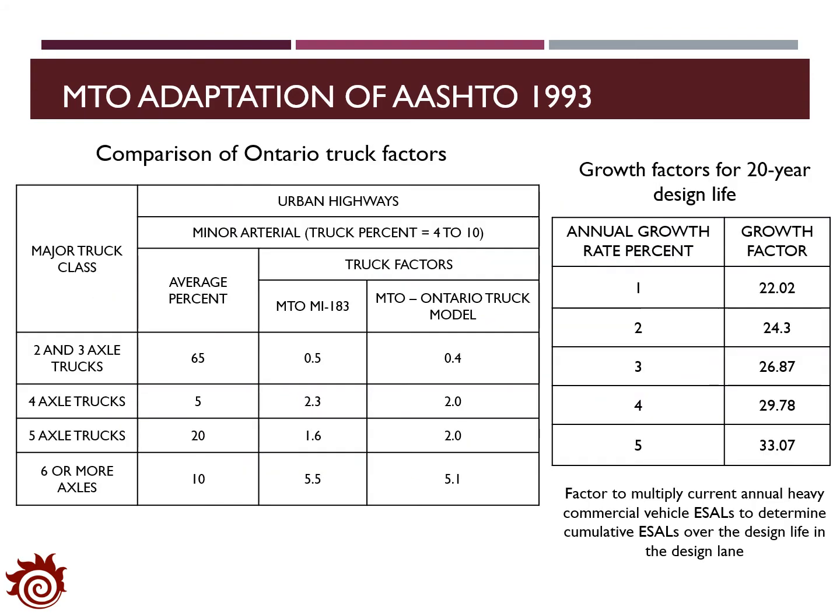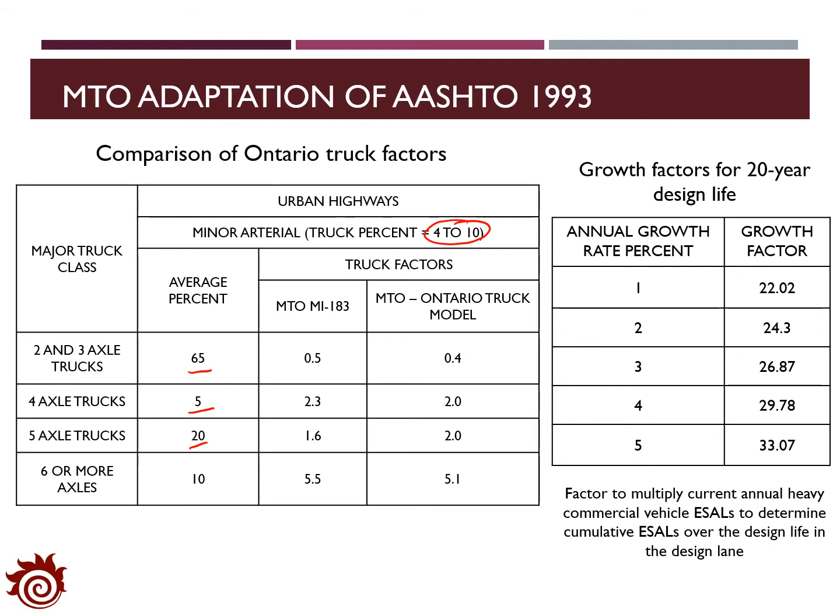In Ontario, the truck factors are different from the AASHTO method. We have already shown the typical truck factors for the major truck classes in the previous pages. Usually for the urban highways and minor arterial roads, the truck percentage is around 4 to 10%. And among those trucks, in Ontario roads, almost 65% of them are the 2 and 3 axle trucks. 5% are the 4 axle trucks, 20% are the 5 axle trucks, and the rest 10% will be the 6 or more axle trucks.